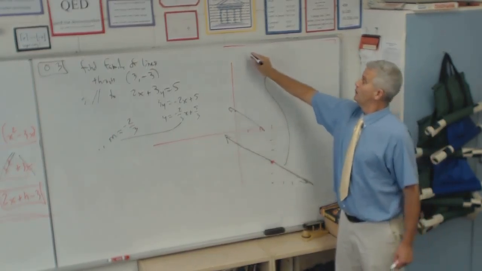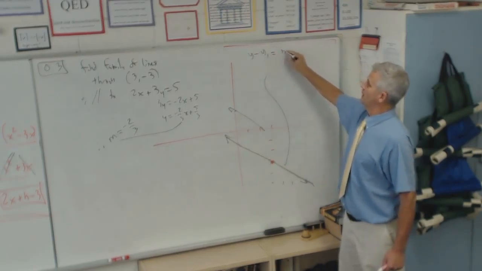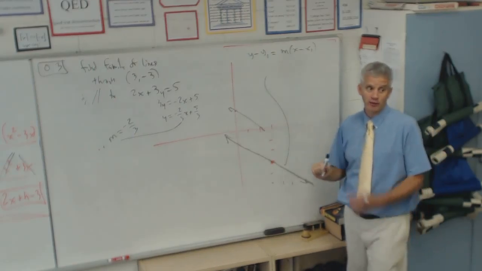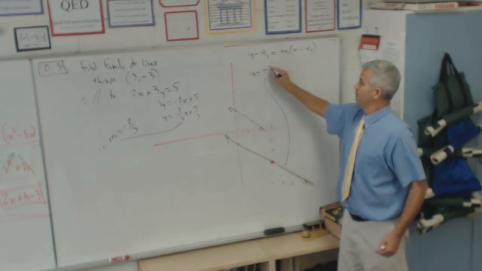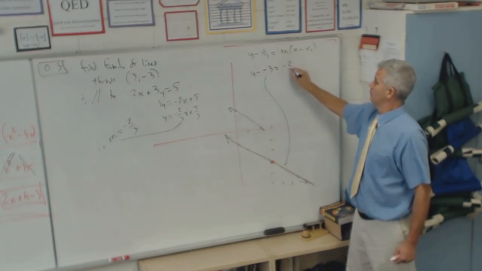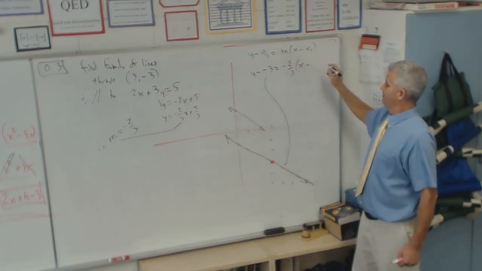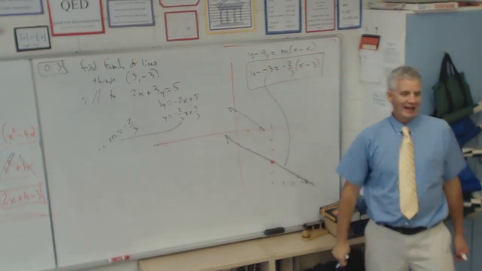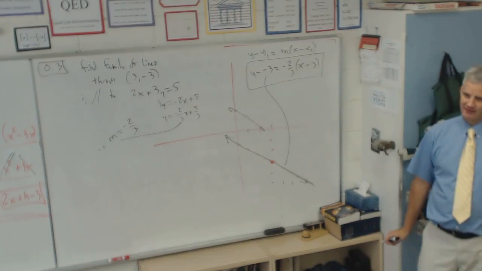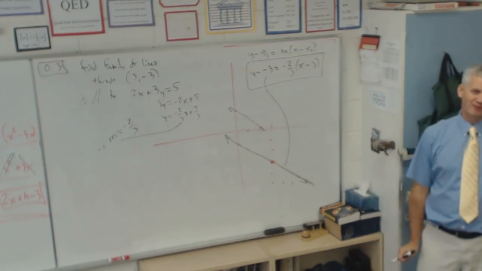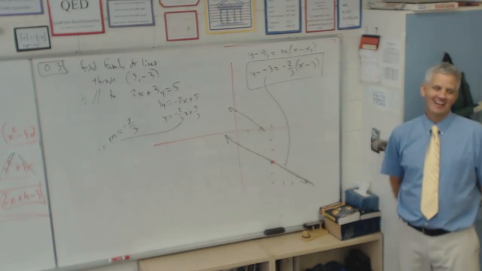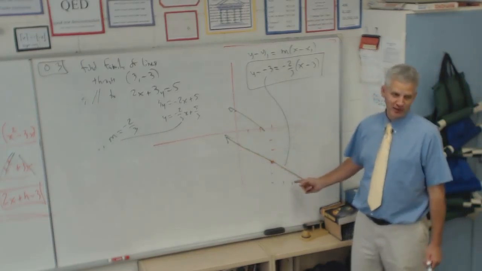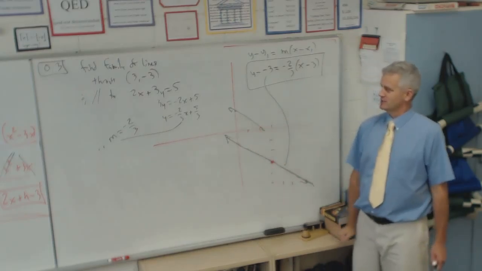Point slope form. y minus y sub 1 equals m times x minus x sub 1. You have a point, you have a slope. This is the form to go with. So y minus negative 3 equals negative 2/3 times x minus 3. Okay? And that's no family. That's just one line. That's a small family. It's one person. There's only one line that goes through (3, -3) that's parallel to 2x plus 3y equals 5.